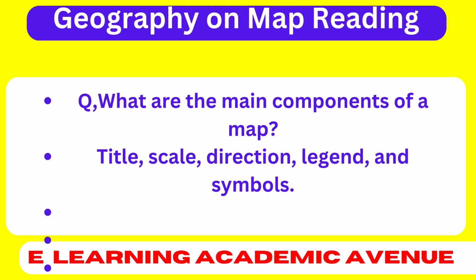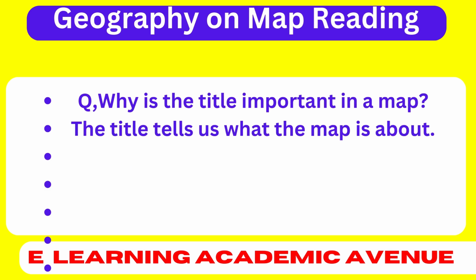Components of a map. Question 21. What are the main components of a map? Title, scale, direction, legend and symbols. Question 22. Why is the title important in a map? The title tells us what the map is about.